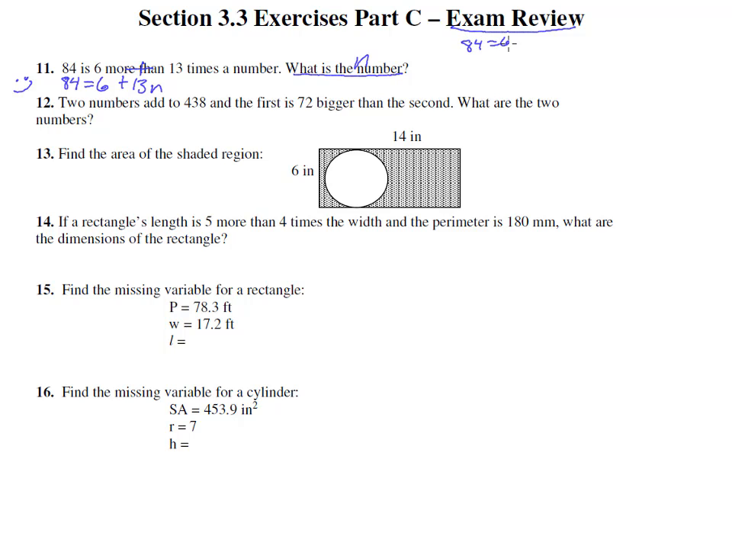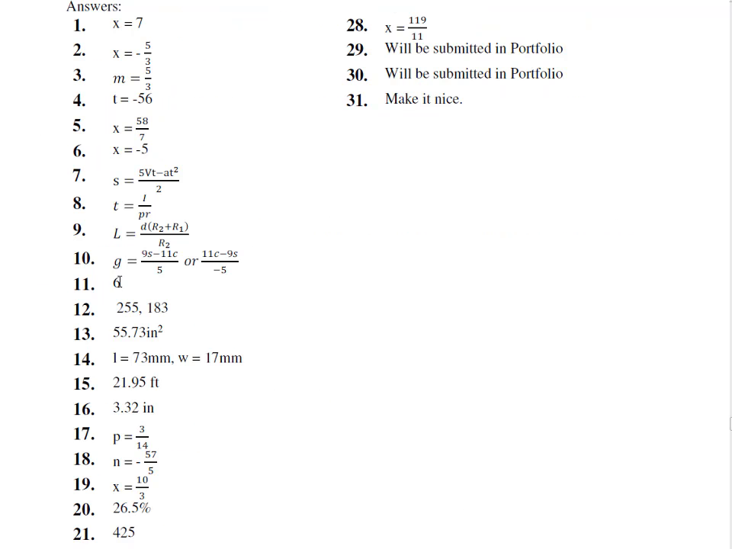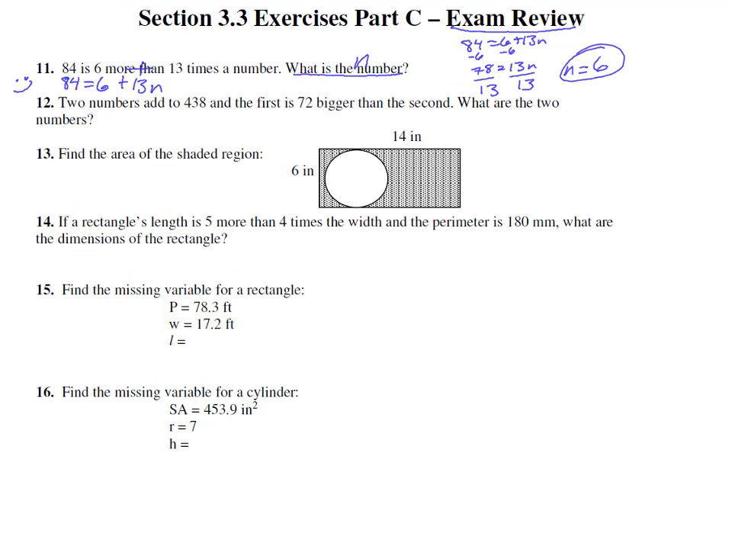84 equals 6 plus 13n. Well, we've got to get rid of that 6 from both sides. So we have 78 equals 13n. And divide by 13, divide by 13, n equals 6. That's the number. Let's check our answer. And there it is. Our number is 6. Good.